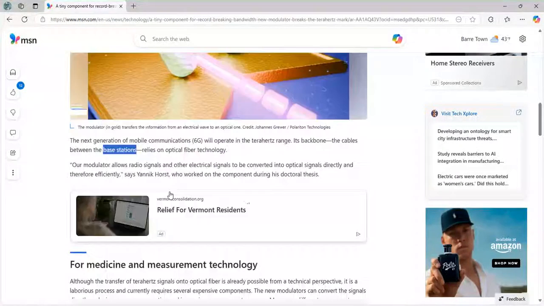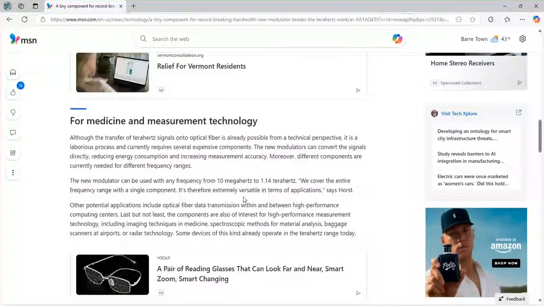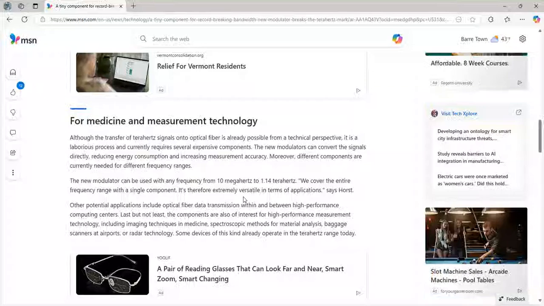For medicine and measurement technology, although the transfer of terahertz signals onto optical fiber is already possible from a technical perspective, it is a laborious process and it currently requires several expensive components. The new modulators can convert the signals directly, reducing energy consumption and increasing measurement accuracy.